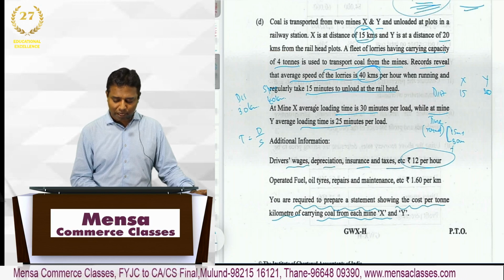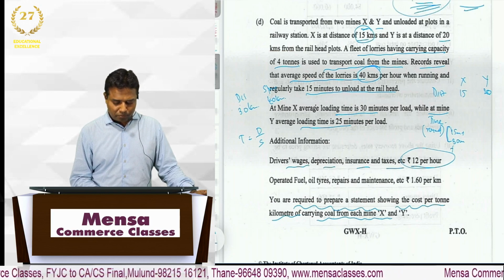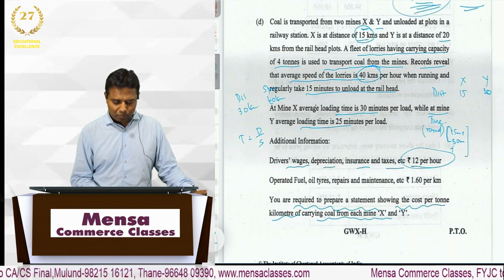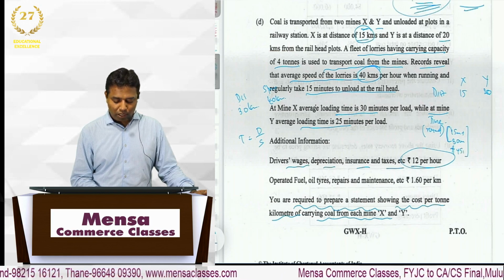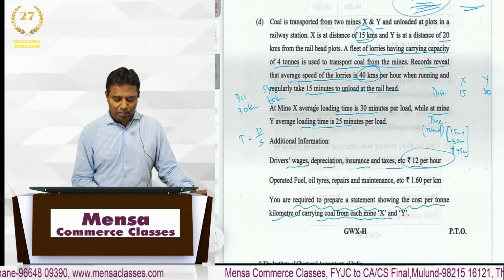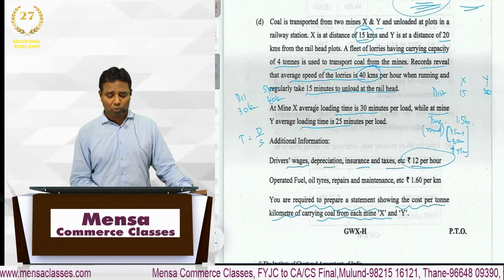Correct, 0.75. So 0.75 is the time taken here. 0.75 is, you can say, 45 minutes. So if you add up, that is 60 and 90 minutes total. So you can say 1.5 hours. So here it is 1.5 hours.